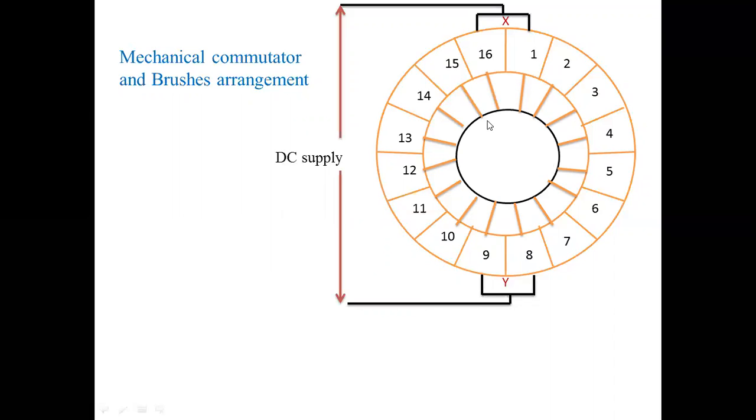And with respect to the armature, this commutator is completely rotating. Therefore, these brushes are collecting the current and giving supply towards the armature winding. This is the complete mechanical commutator and brush arrangement, and we are giving the DC supply, positive and negative. X and Y are the brushes, copper brushes or carbon brushes. We have two types of brushes, copper and also normal carbon brushes.